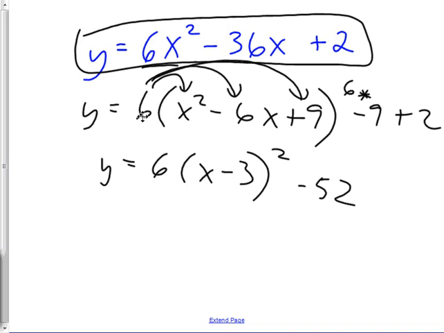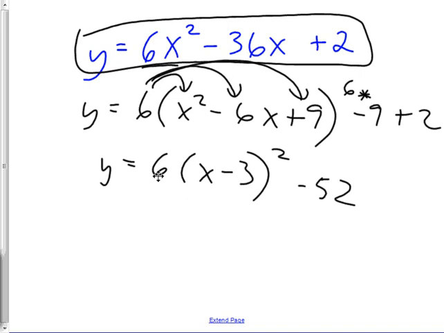We factor out the 6 to the front, and then we do half and square on the -6. The -6 becomes -3. You square it, makes 9. And then you need -9 here to cancel it out. Then because there's a 6 out in front, we had to also multiply this by 6. And then this becomes -54 plus 2 makes -52. And this one factors to x minus 3 quantity squared. So there's the basics of completing the square, which finds the vertex, which would be 3, -52.